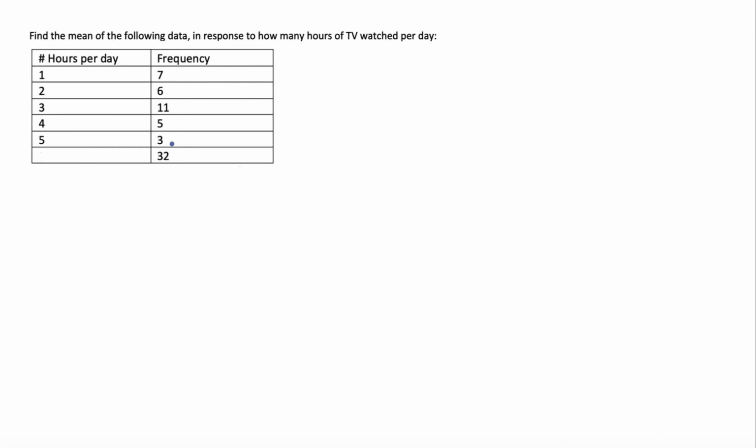I've got to be careful with this, because how many ones are there? There's 7 of them. So essentially, what can we say? We can do it this way: 1 plus 1 plus 1 plus 1 plus 1 plus 1 plus 1, because there's 7 of them. 7 different people said, I watch an average of 1 hour. And then we can add 2, 6 times.